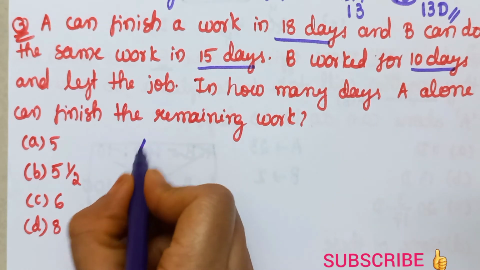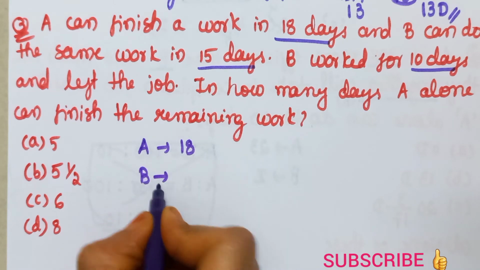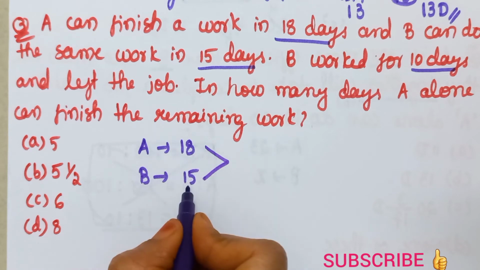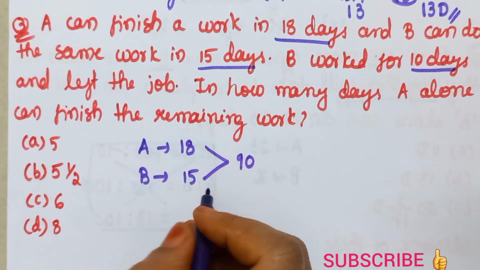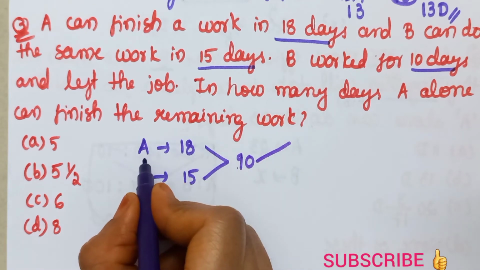So first of all, A takes 18 days to complete the work and B takes 15 days to complete the work. So let's take the LCM for 18 and 15. The LCM for 18 and 15 is 90. So if we divide 90 by 18, then we'll get A's 1 day's work.